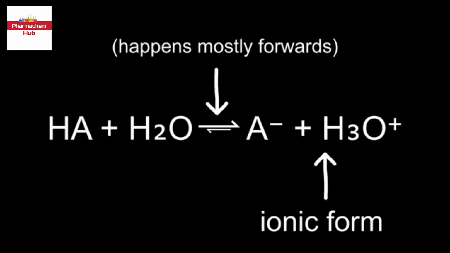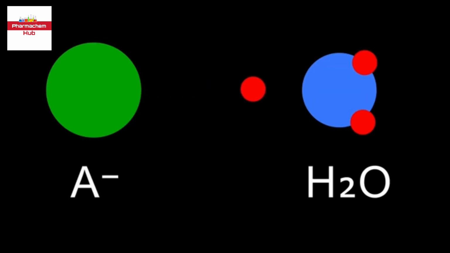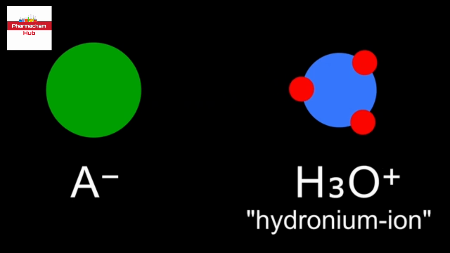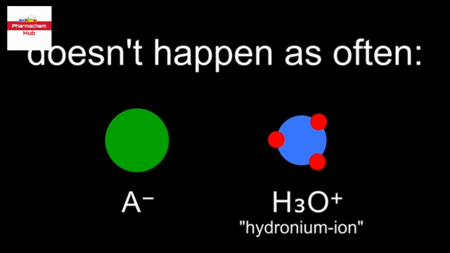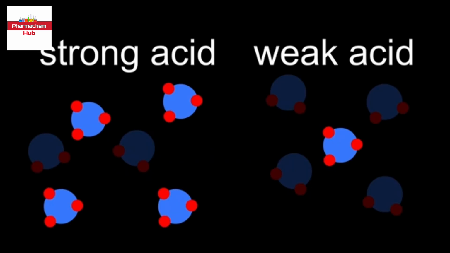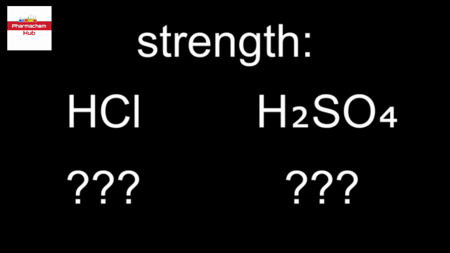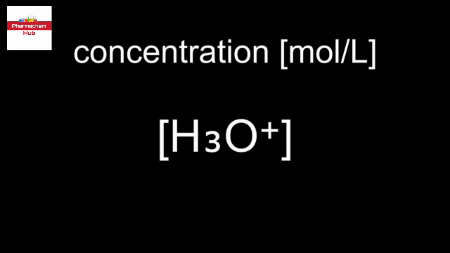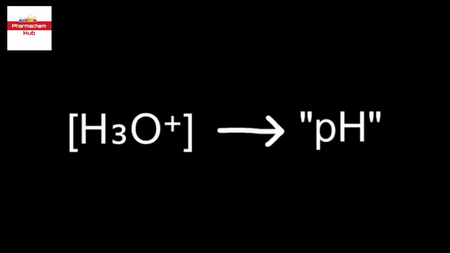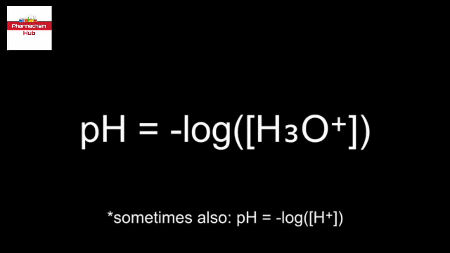A strong acid will dissociate almost completely into its ionic form, giving off a lot of protons to the water and therefore creating lots of hydronium ions. A weak acid just won't dissociate nearly as much, giving us a lower concentration of hydronium ions. So, to measure the strength of an acid, we can measure the concentration of hydronium ions. This is called the pH.